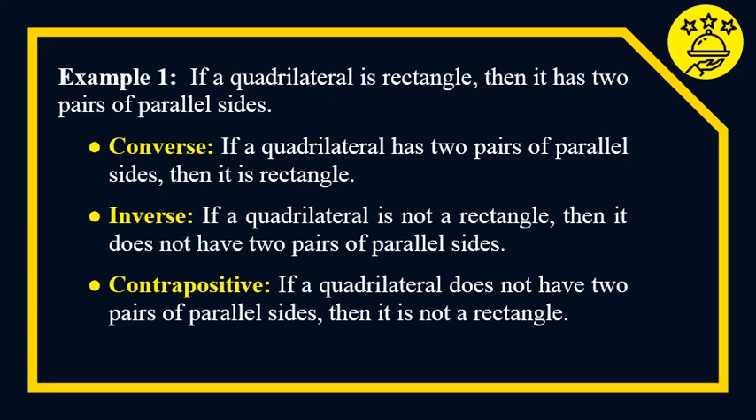Our inverse statement: if not P, then not Q. So our inverse statement is: if a quadrilateral is not a rectangle, then it does not have two pairs of parallel sides. And last, we have the contrapositive. In symbols, we have if not Q, then not P. So the contrapositive of the given conditional statement is: if a quadrilateral does not have two pairs of parallel sides, then it is not a rectangle.